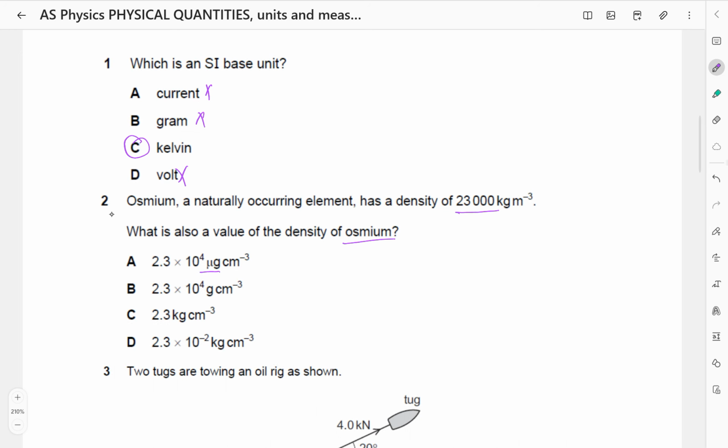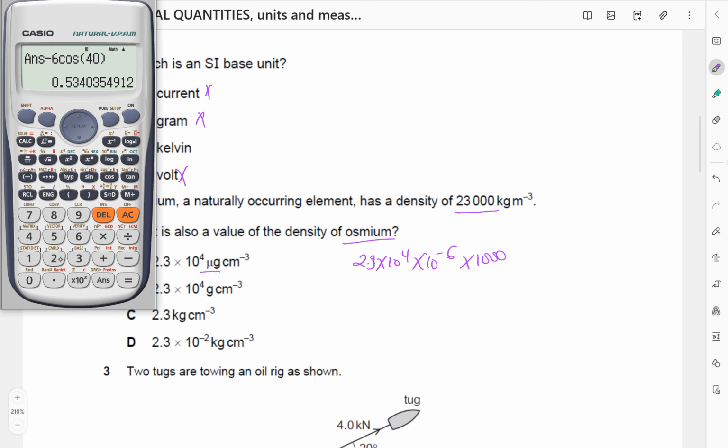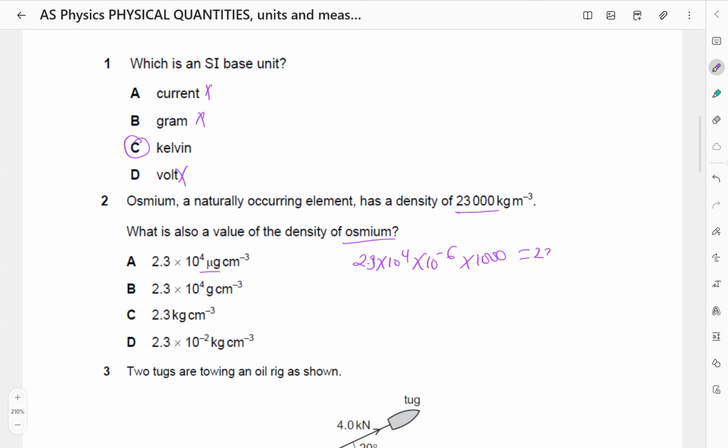Let's check. Micrograms per centimeter cubed. First of all, we can remove micro. So micro is going to be 22.3 times 10 power 4 times 10 power negative 6. To change it to kilograms, because it is in grams, I will multiply by 1,000 and see if it is the same. So this is 23 kilograms per meter cubed. So that is out. I will not check the others.